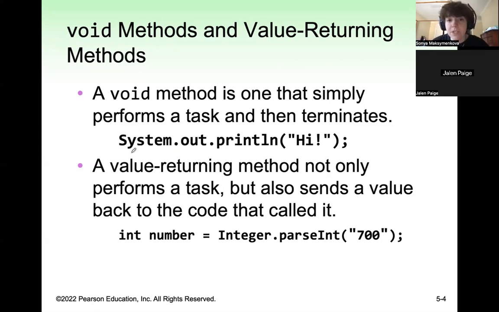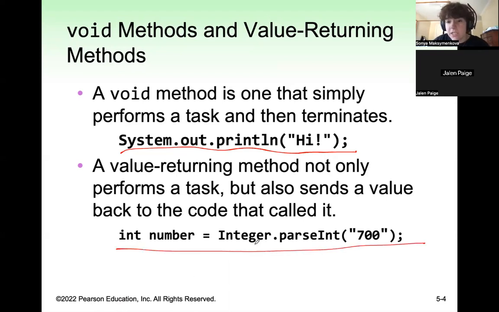So for example, this is a void method, System.out.print. That is a void method because it's not returning anything back to you. It just prints something on the screen, but you do not save any values that are coming back from this method. It just prints something out in front of you.